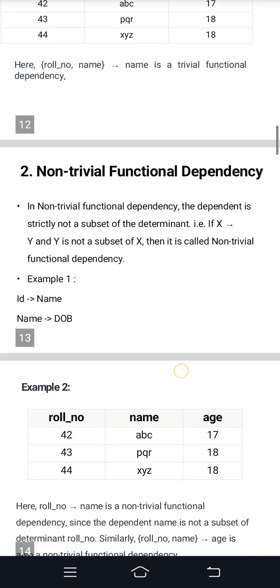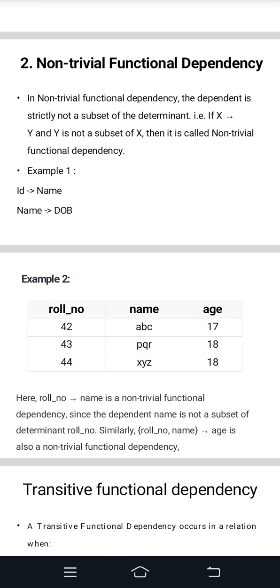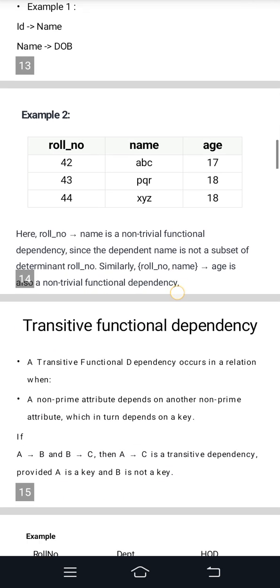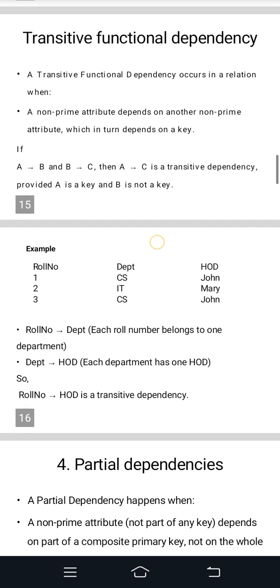Second one is non-trivial functional dependencies. In non-trivial functional dependency, the dependent is strictly not a subset of the determinant. That is, if X gives Y and Y is not a subset of X, then it is called non-trivial functional dependencies. Third one is transitive functional dependencies.